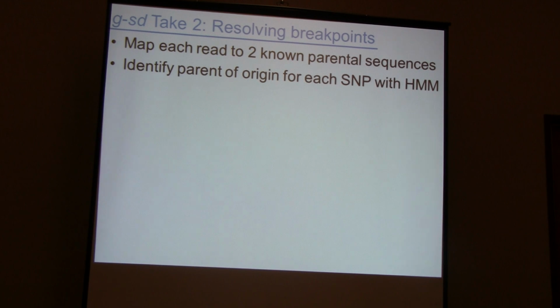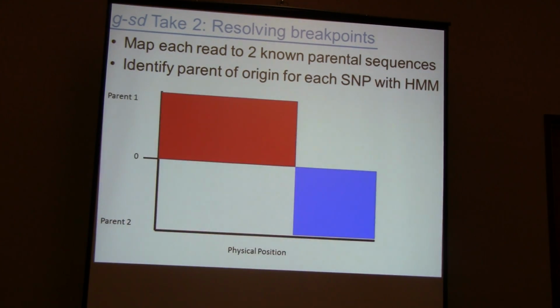Now we have these reads, they map to the right thing, and we want to figure out where the recombination breakpoints happen. We take each read, map it to the 2 known parental sequences, and then use a hidden Markov model to identify the parent of origin for each single nucleotide polymorphism in our sample. These are idealized data, what it would look like if things were perfect. This is the physical position, and you go along with your hidden Markov model, and it says parent 1, parent 1, parent 1, parent 1, and then all of a sudden everything switches and maps to parent 2. You would infer that your recombination breakpoint is right here at this transition between the red and the blue. Okay?